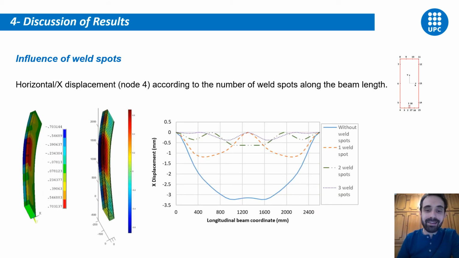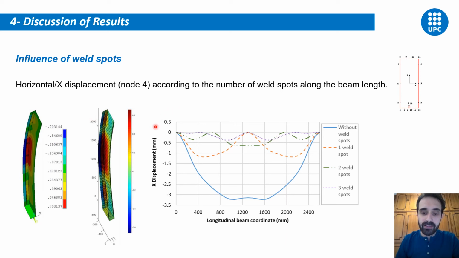Here you can see the main results we have obtained. First of all, I'm going to focus on the horizontal displacement of the beam member. These are the values obtained with the shell finite element analysis, and these ones here are the GBT values. This is the case with the load for 2 weld spots, and we observe that there is a very good agreement between the displacement field obtained with the shell finite element model and the GBT values.